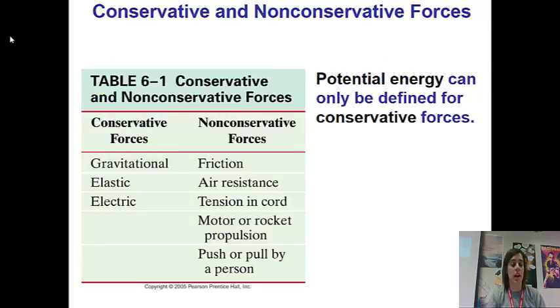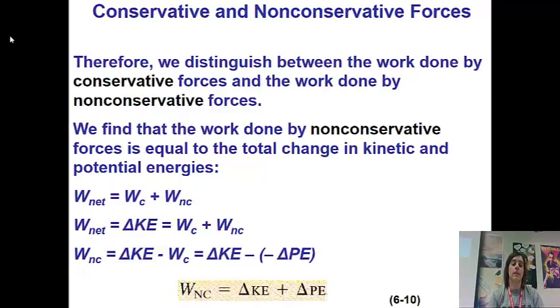So here are examples of conservative forces and non-conservative forces. We don't deal with electric forces in this class, so you don't have to worry about that. Gravitational and elastic are the only conservative forces you have to worry about here. Friction, air resistance, tension, rocket propulsion or motor propulsion, and a push or pull by a person are all non-conservative forces. So that's where the path matters, so you have to use distance.